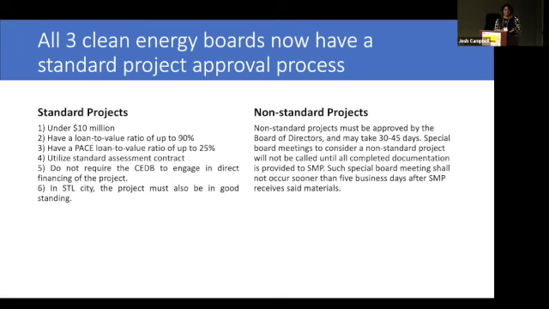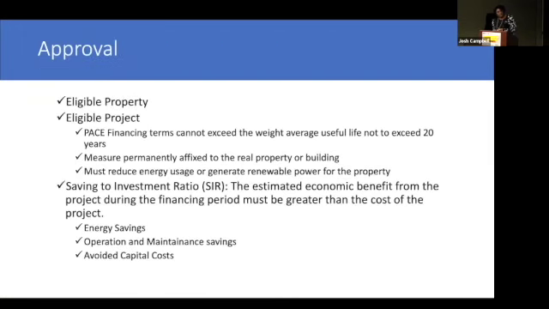Just being very conservative with that, but a lot of times we have really good responsive boards that will get you in sooner. Next slide.